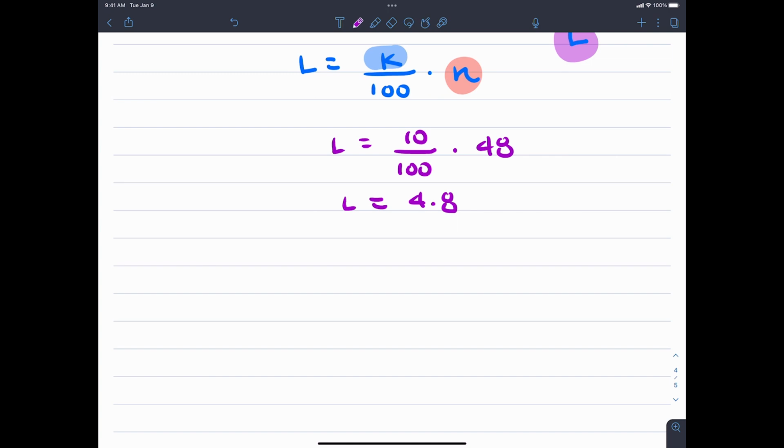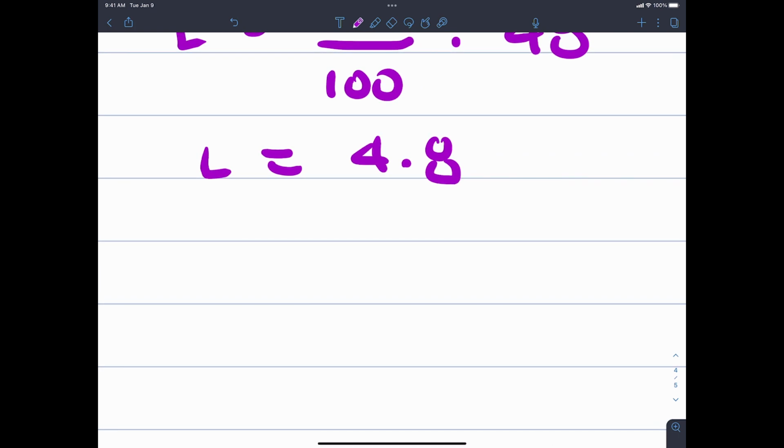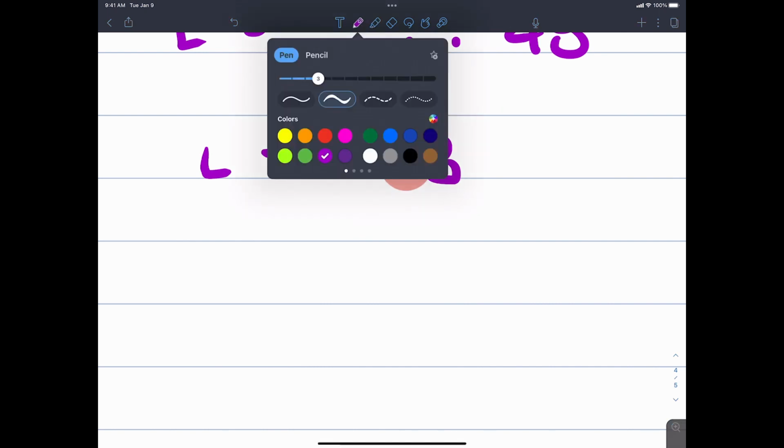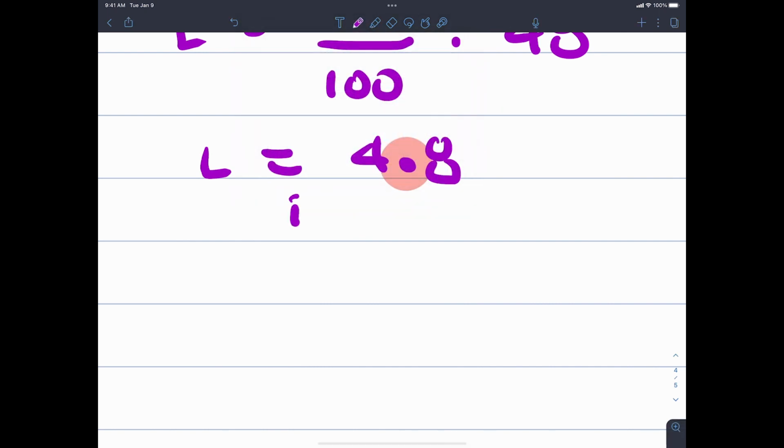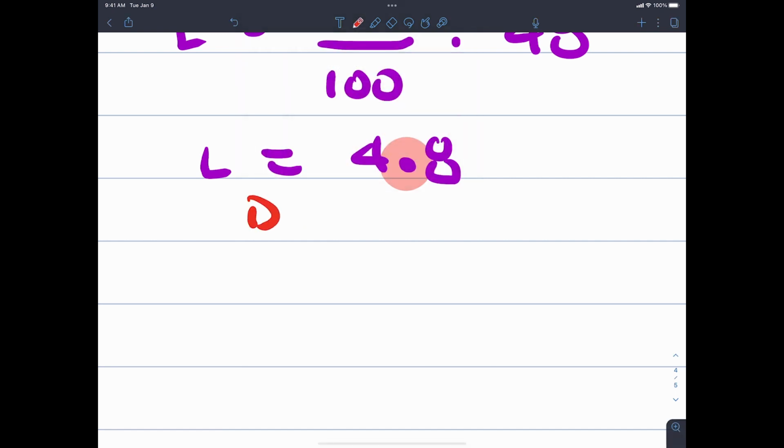Now, what kind of number is this? Focus on this. This is an important detail. You see this little dot? What does that mean? That means your answer is a what? Decimal. I'm going to put that in red. You see, what's going to happen is you're either going to get a decimal answer or you're going to get a whole number.